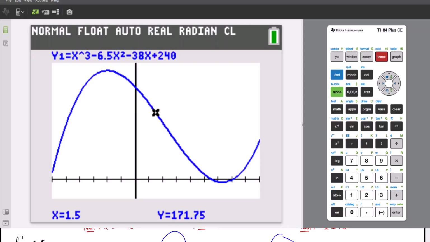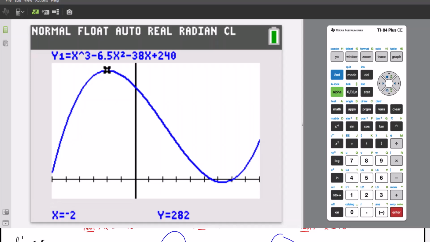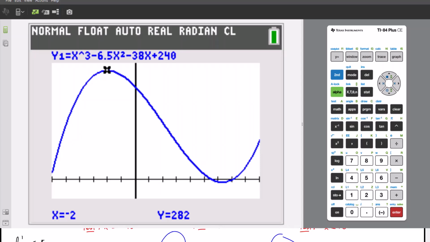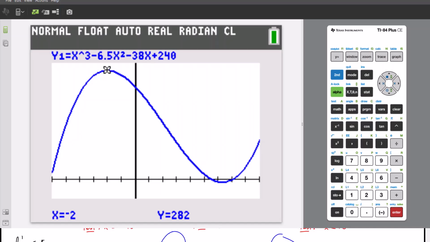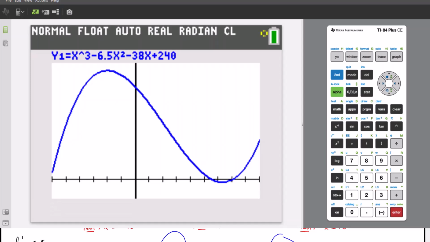were correct. We are expecting a maximum when x is equal to negative 2, and there you have it. The maximum happens at negative 2, and its value is actually 282. We're seeing that on the bottom of the screen right there on our calculator. The minimum happens when x is 19 over 3, so I'm going to trace that value. 19 over 3 was the minimum, and you can see the minimum value is negative 7.35.